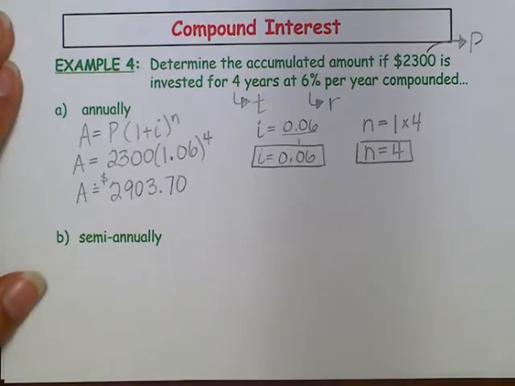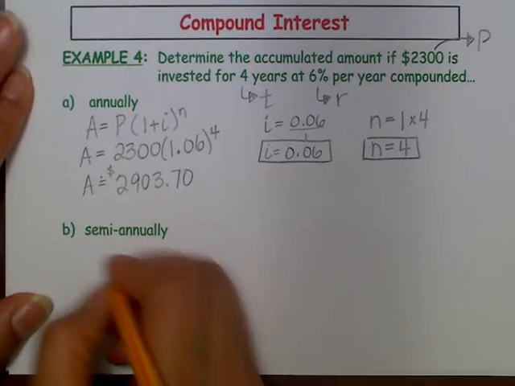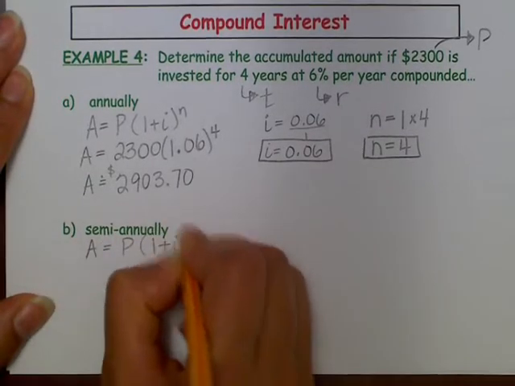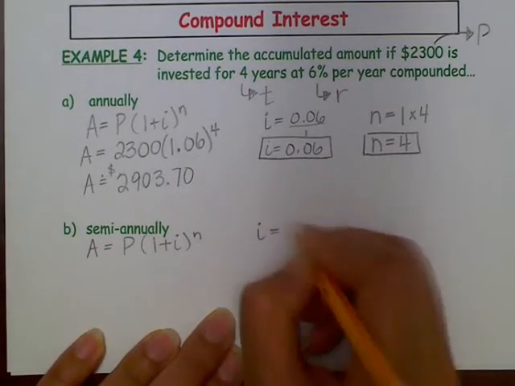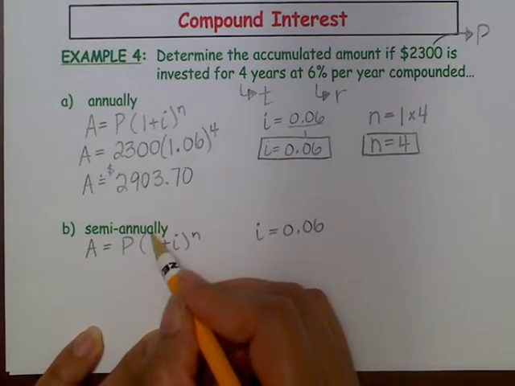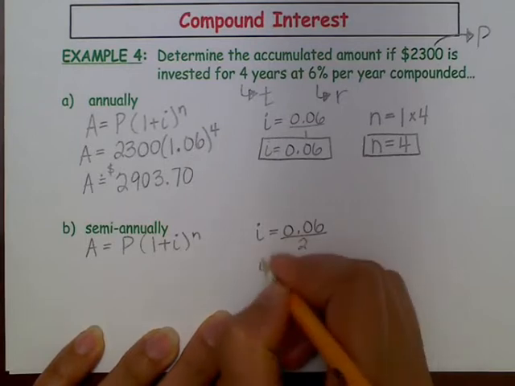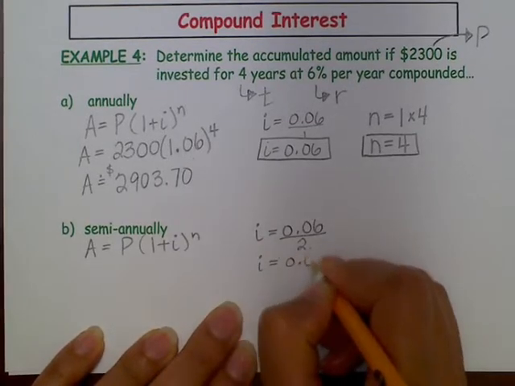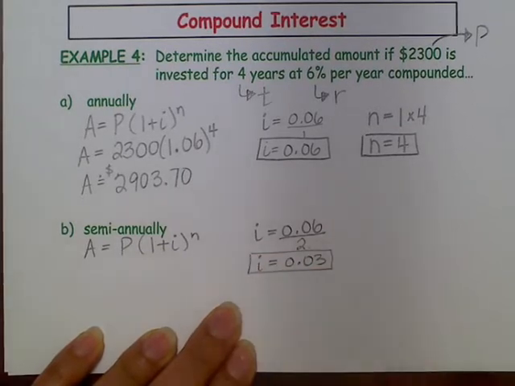And so things are going to change a little bit here. I'll start by writing the formula. And so if I'm looking at the interest rate, normally the interest rate is 0.06. Because interest is being earned semi-annually, then that means the interest rate is going to be broken down twice a year. And so the interest rate per compounding period is actually 0.03. So that means that every half a year, I'm going to earn 3% in interest.